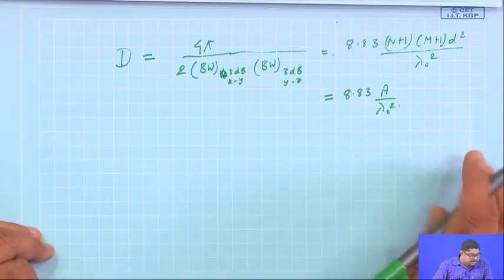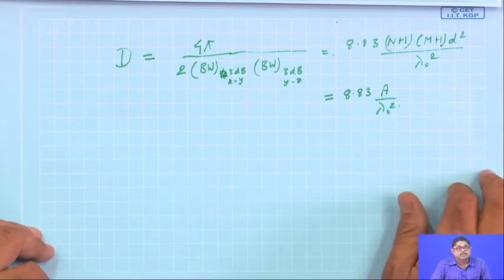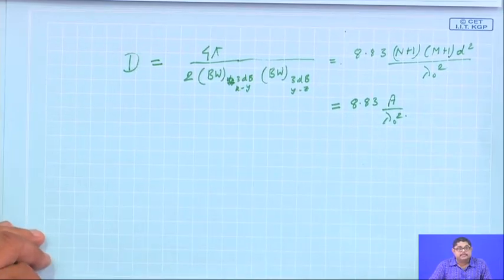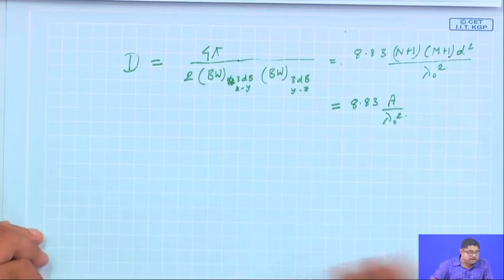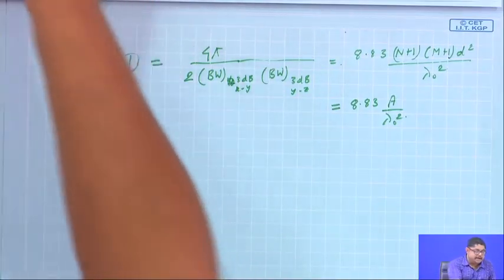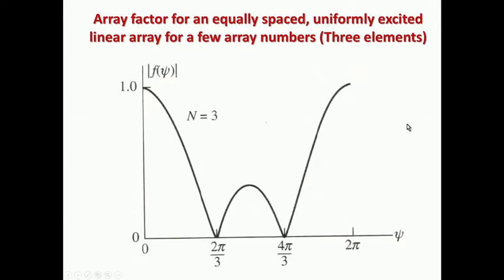Now, the question is that this is a two dimensional array, which we have not covered, but in general two dimensional arrays are common. If you want to have a phased array, it is better to have a two dimensional array. Now, we will again go back to the linear array and see some interesting results. Let us see the array factor for an equally spaced, uniformly excited linear array. We will see a few array numbers.